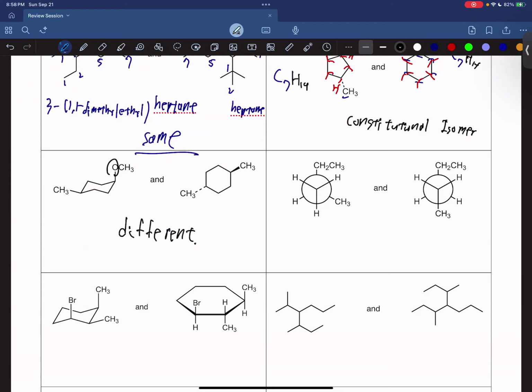First, it's a Newman projection, so I'm going to write down the Lewis structure first, and then compare to the other structures. I'm going to do the front carbon and the other carbon behind it. I'm going to do red on the front carbon: carbon, hydrogen, hydrogen. And the carbon behind connects to CH3, an ethyl group.